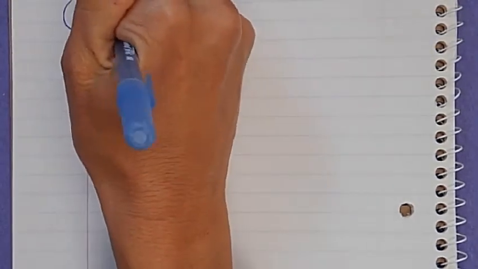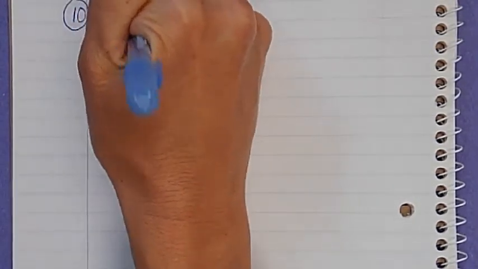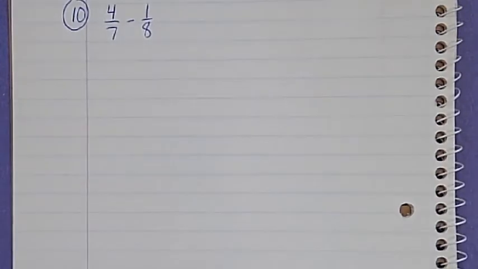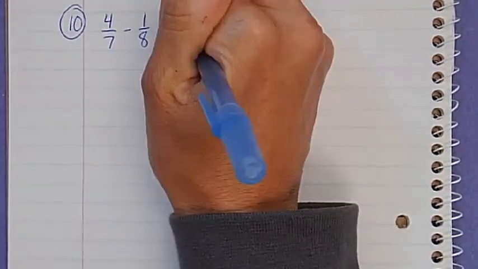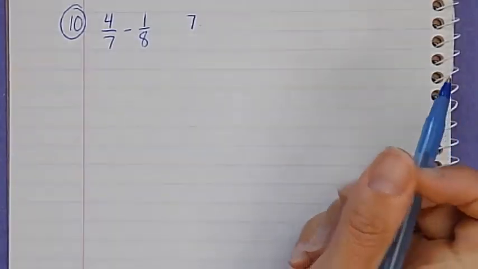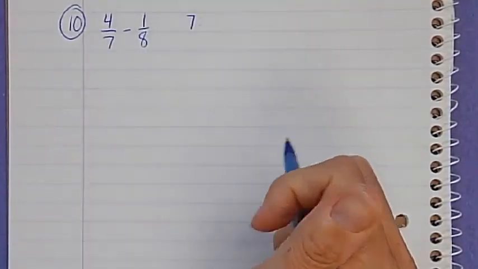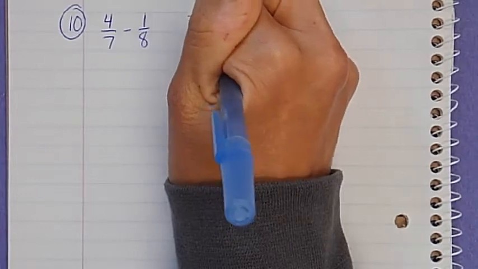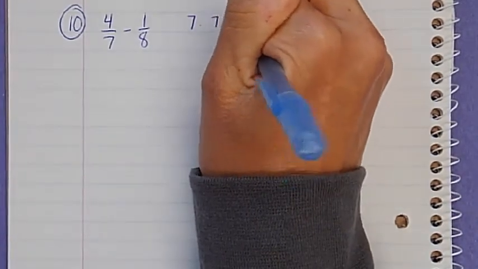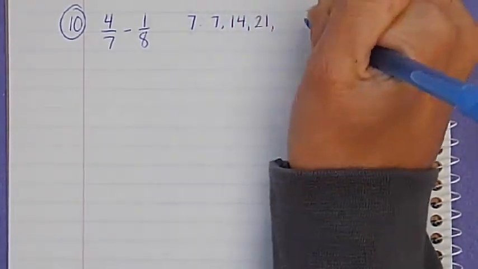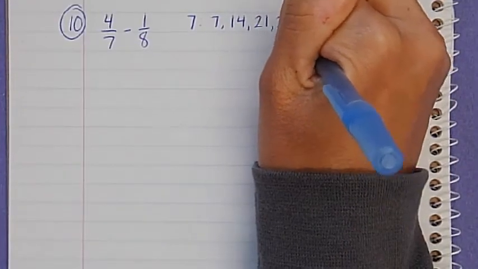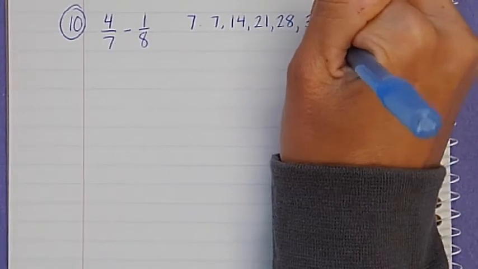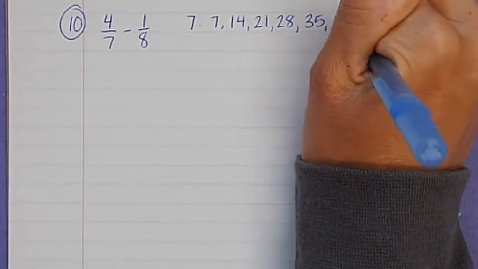The next one I'm going to do is number 10, which is 4/7 minus 1/8. So I need to find a common denominator for the 2. I'm going to list the multiples because I think I need to use the product of 7 times 8, but I do want to be sure. So 7 times 1 is 7. 7 times 2 is 14. 7 times 3 is 21. 7 times 4 is 28. 7 times 5 is 35. 7 times 6 is 42.